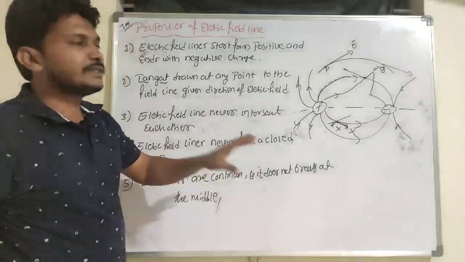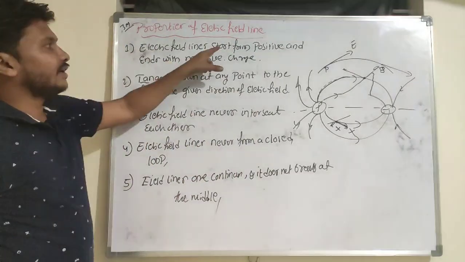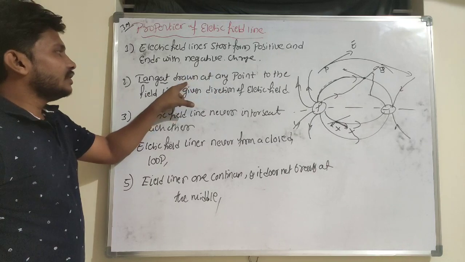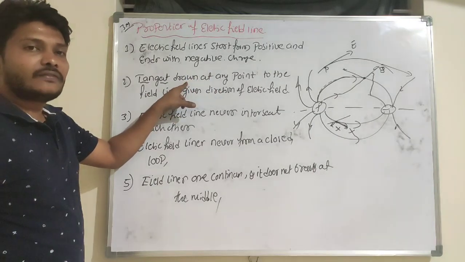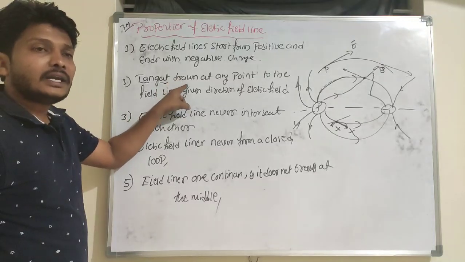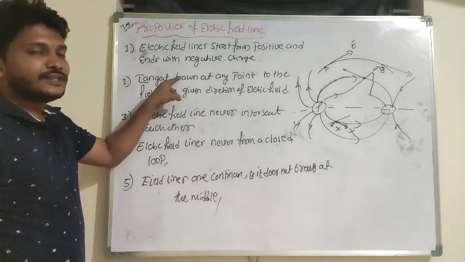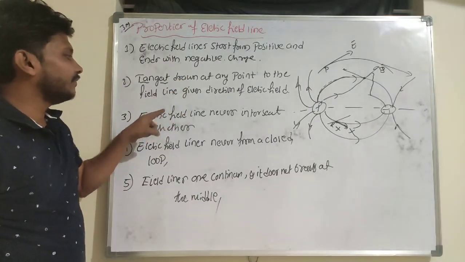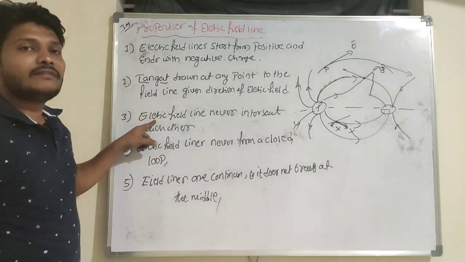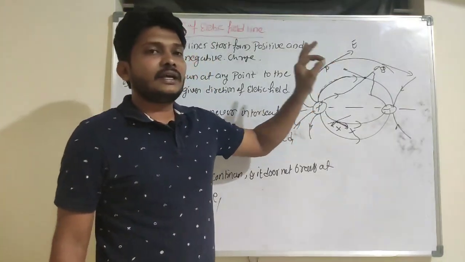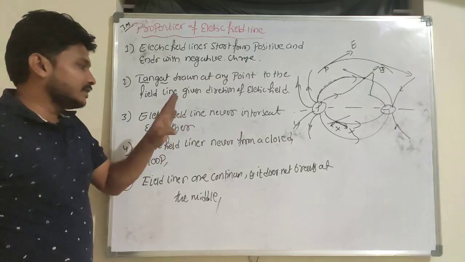Now the properties of electric field lines. Electric field lines start from the positive charge and end at the negative charge. To get the direction of the electric field, I draw a tangent at any point of the field line, which gives the direction of the electric field. Electric field lines never intersect because at the point of intersection there would be two directions, which is not true.